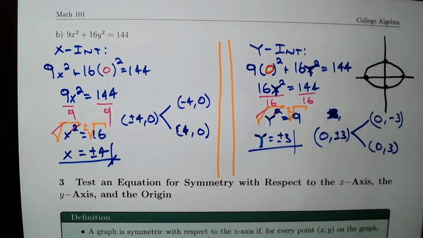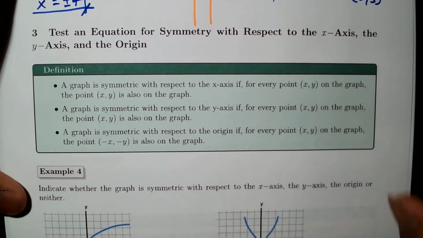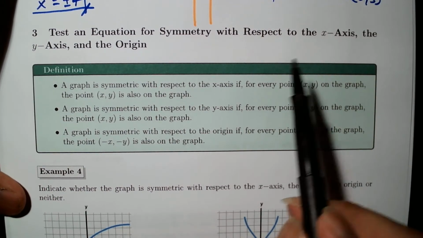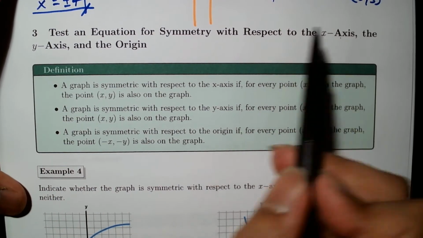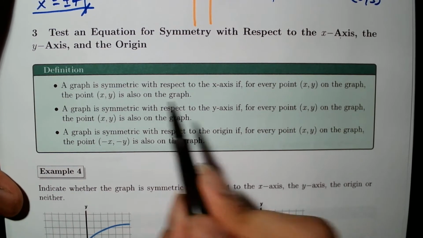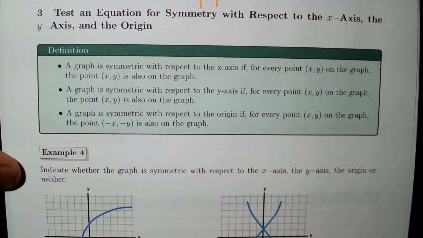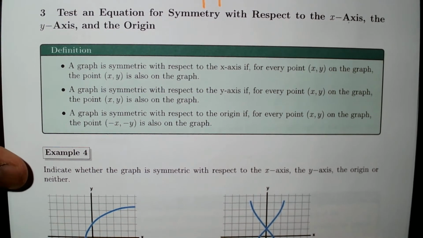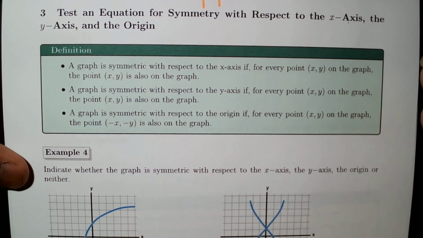All right. Now let's look at symmetry of graphs. Graphs can be symmetric with respect to the x-axis, the y-axis, the origin, or maybe not symmetric about any of these three. So here we are going to look at 3 pieces of information that we are going to use in order to determine whether some graph is symmetric about the x-axis, about the y-axis. Okay, so let's look at symmetry with respect to the x-axis.